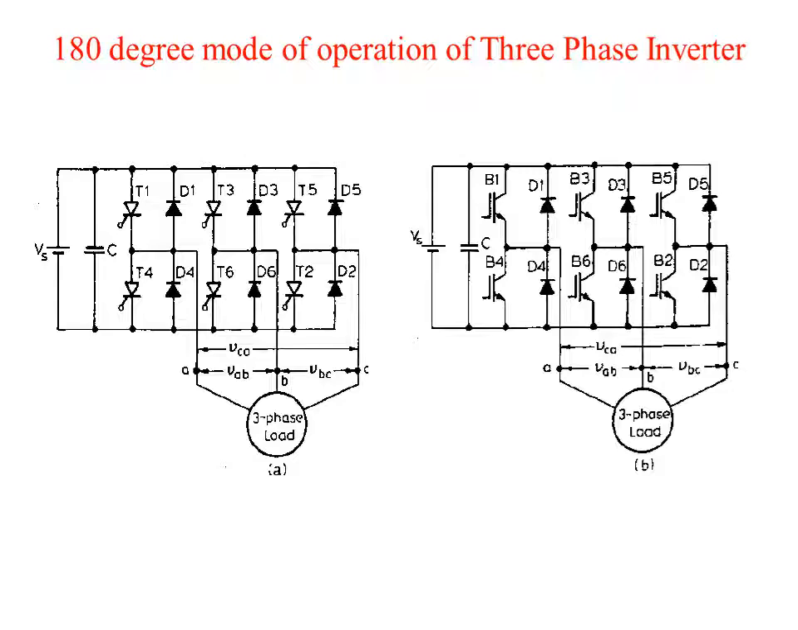Figure A shows three-phase inverter using 6 thyristors and figure B shows three-phase inverter using IGBTs. Now this three-phase inverter can be operated in 180-degree mode and 120-degree mode by giving the switching signals to thyristors and IGBTs. In this lecture, we'll be concentrating on 180-degree mode of operation.